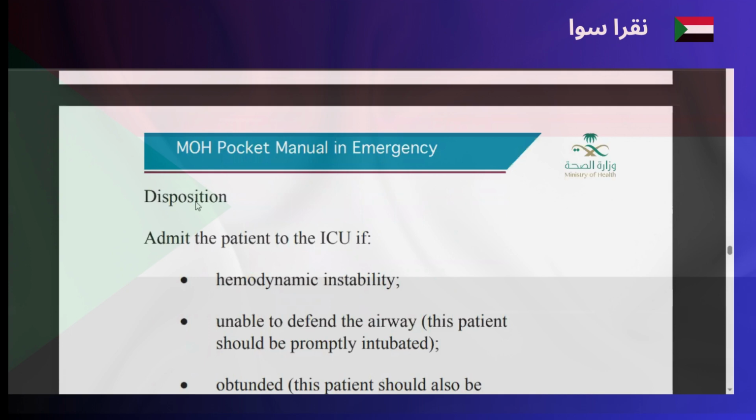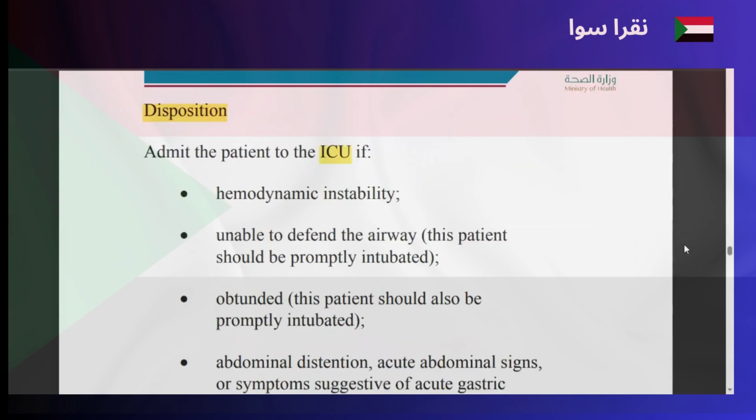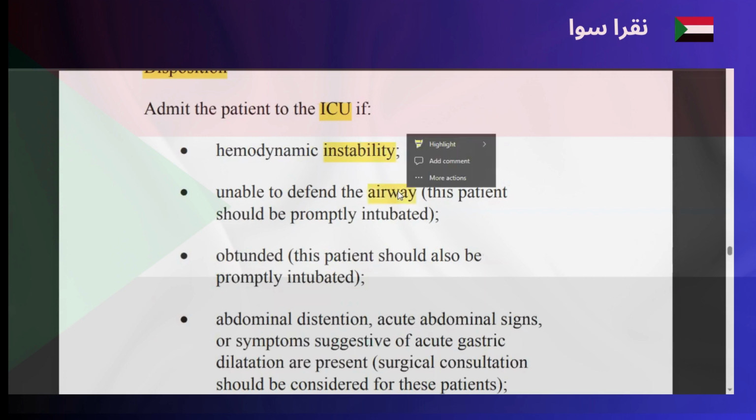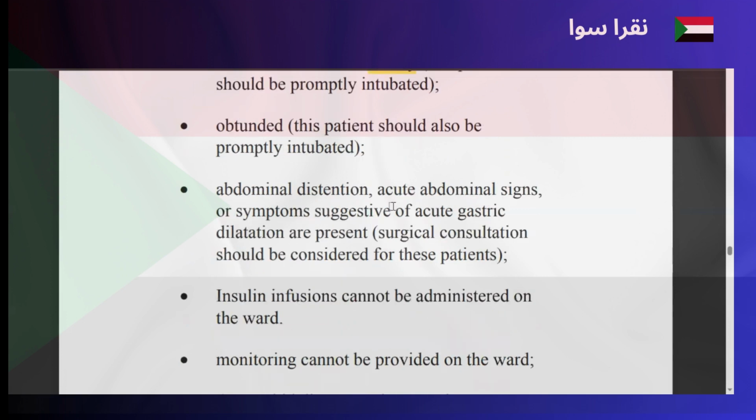Disposition: admit the patient to ICU. Hemodynamic instability, unable to protect the airway: this patient should be intubated. Obtunded: this patient should also be intubated. Abdominal distension, acute abdominal signs or symptoms suggestive of acute gastric dilatation are present.